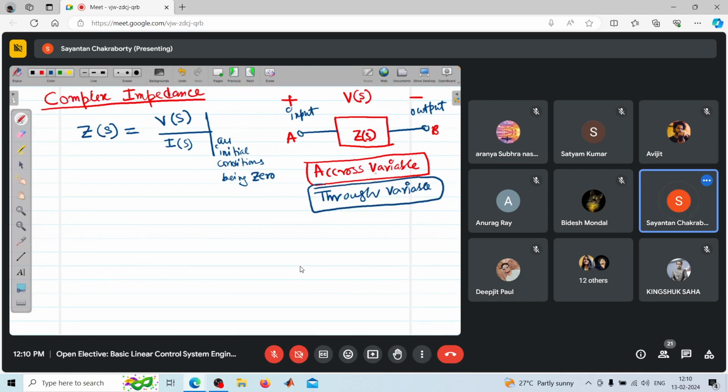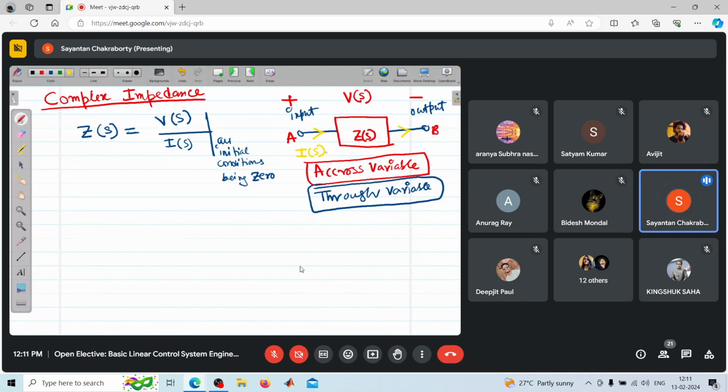What is this? This variable is a variable which enters the element from the input side and exits the element from the output side while its value doesn't change. The value it enters with through the input port, it exits the output port with the same value. So what will be the across variable here? Current, right?